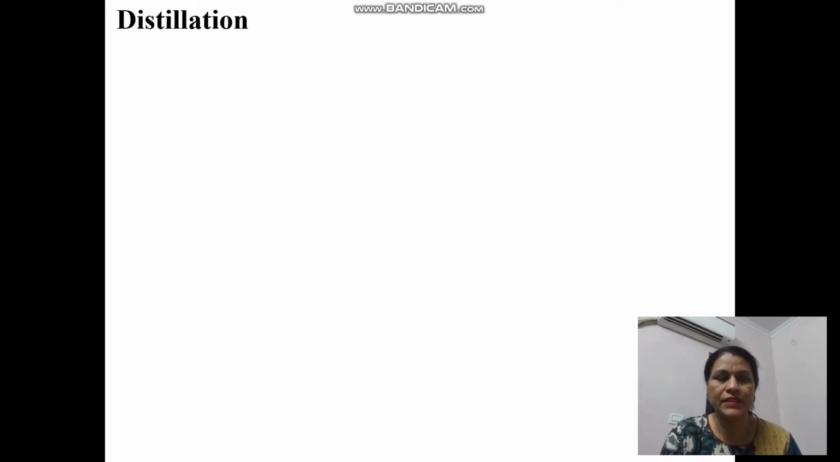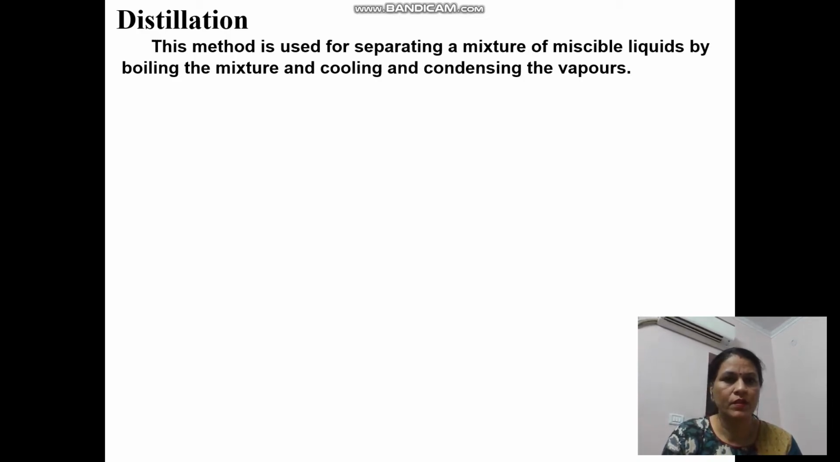Okay, today we'll start with another method, that is distillation method. Now first we'll talk about what is distillation. Distillation is a method used for separating a mixture of miscible liquids by boiling the mixture and cooling and condensing the vapor. Now first we'll talk about this term miscible liquids.